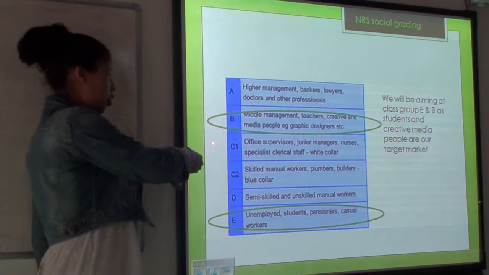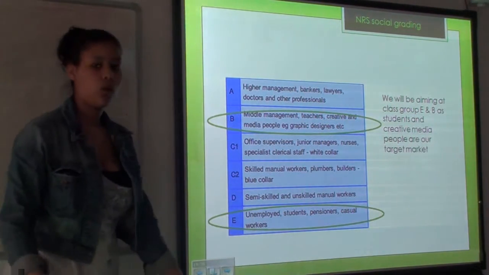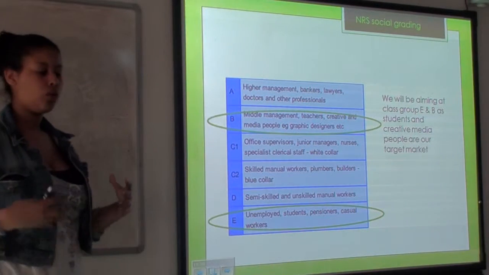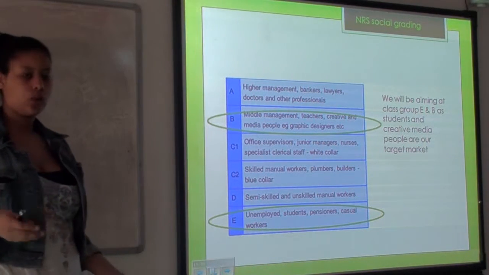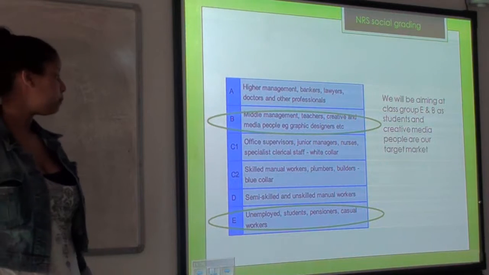Also, in B, creative media people who have a thrill for or love music would also be interested in our magazine.